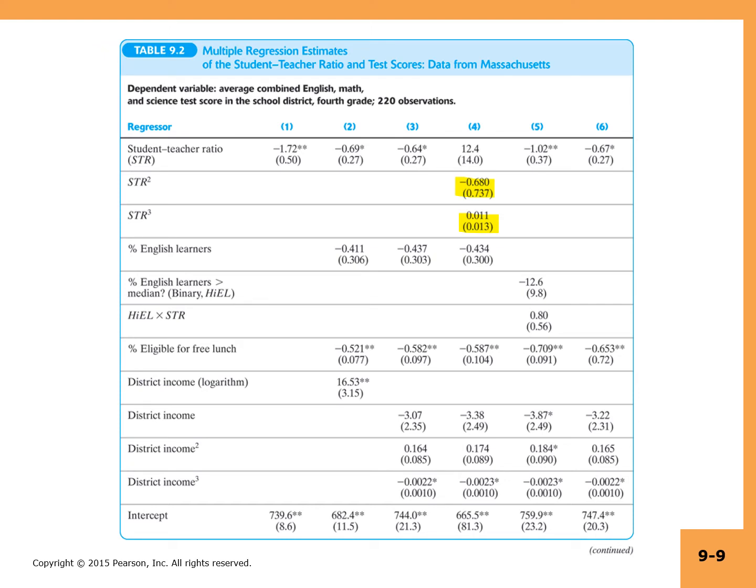Let's look at Model 4. So Model 4 is testing if the relationship between test score and student-to-teacher ratio is nonlinear. So we're including polynomial functions of student-to-teacher ratio in Model 4. And as you can see, both the quadratic and cubic terms of student-to-teacher ratio are not statistically significant. And you can see that because they don't have any stars, so they're not statistically significant at 5% or 1%. So it seems like the linear model is probably a better fit.